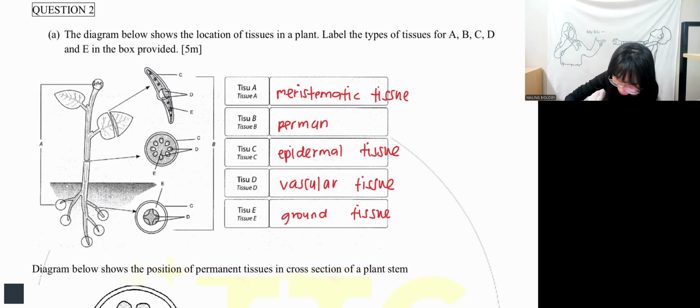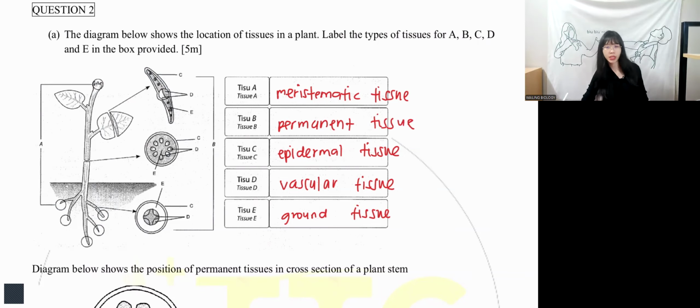It's the opposite of meristematic tissue. It's called permanent tissue. Can you write mature tissue? Mature tissue is not a type of tissue. If you want to write a type of tissue, we have to write permanent tissue because it's a type of tissue, right? Mature is what we use to explain the permanent tissue.